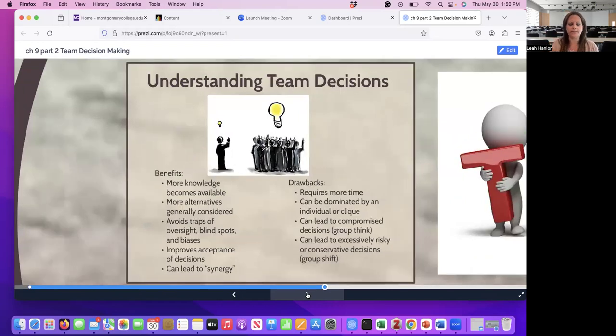Understanding team decisions: there can be benefits and drawbacks. The more knowledge becomes available and the more alternatives are generally considered, you can avoid traps of oversight, blind spots, and biases, improve acceptance of decisions, and it can lead to synergy.